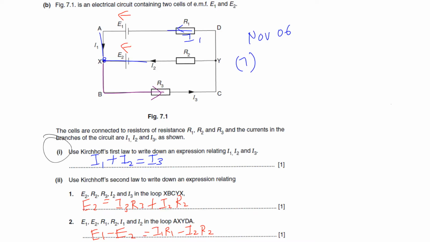For the next one, if you are talking about X, B, C, Y, X, that means you're moving from X to B to C to Y to X. That means we are traveling anti-clockwise. So how do you read the loop when it's anti-clockwise? We do the EMF first. So we look at this EMF. By the way, we label all the direction of EMF first.